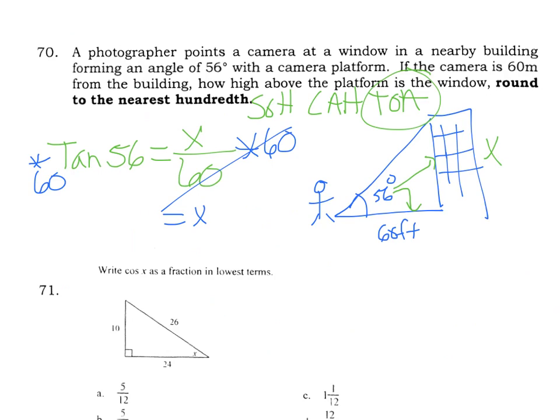X is going to be 60 tangent 56. Now again, you want to be in degree mode, and actually I just checked my calculator and it was in radian mode, so good thing I did. So I'm going to do 60 tangent 56 degrees and get approximately 88.95 feet. So x is approximately 88.95.